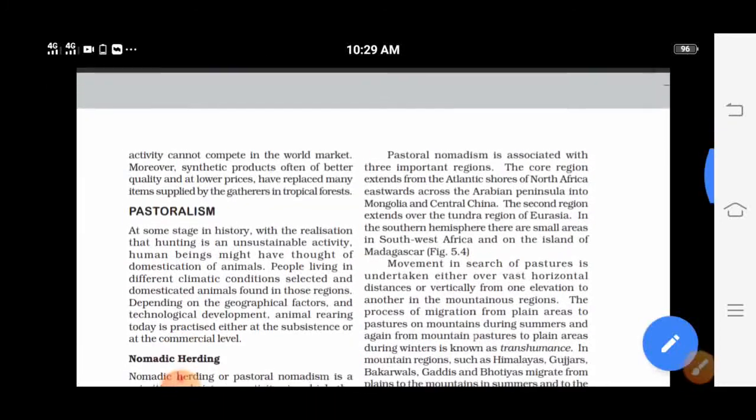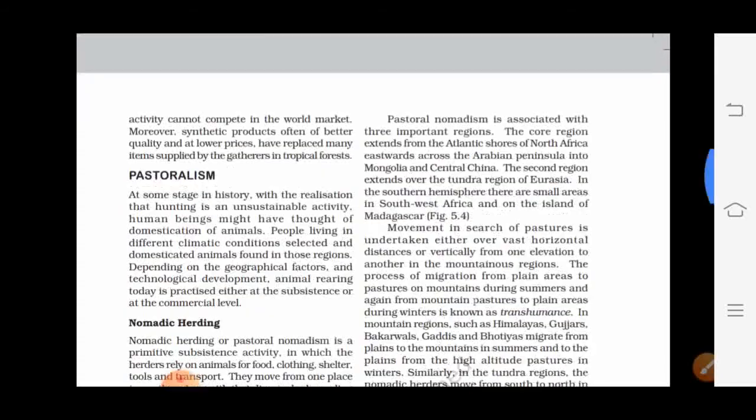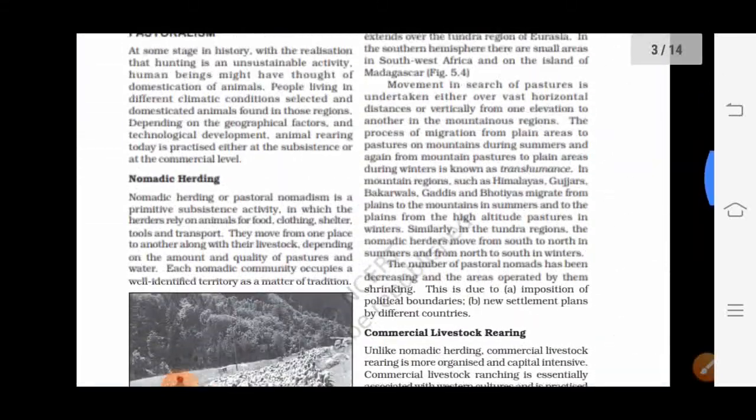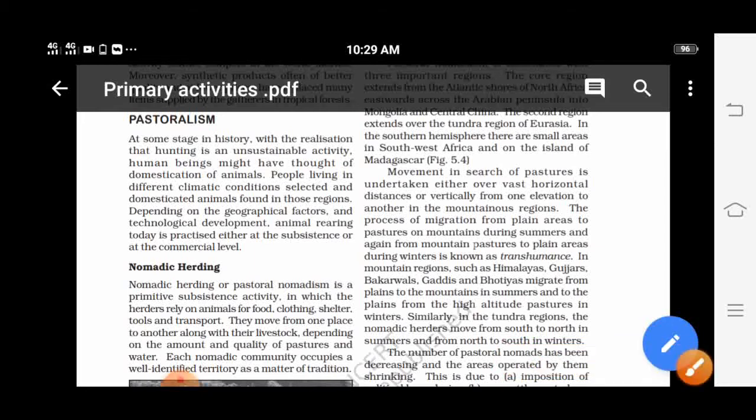Now let us see where pastoral nomadism is practiced. Let us have a look out here. First of all, pastoral nomadism is generally practiced in the Atlantic shores of North Africa, eastwards from the Arabian Peninsula into Mongolia and central China. And also the second region is the tundra region of Eurasia and parts of Southeast Africa and Madagascar.